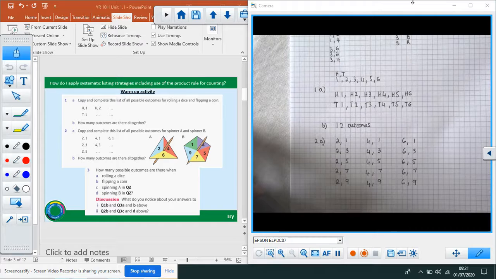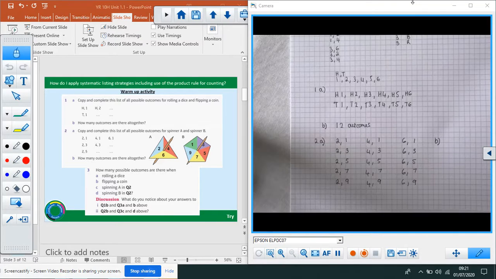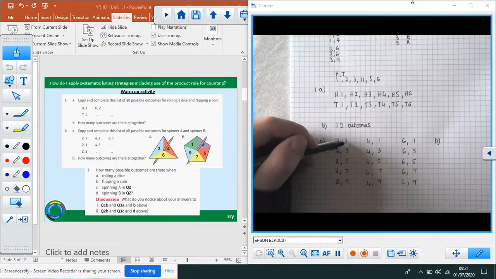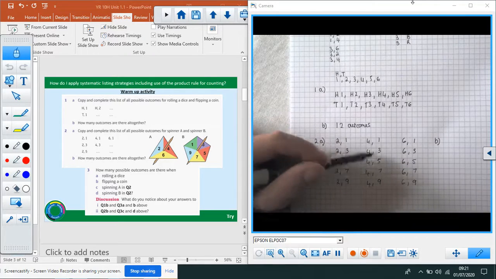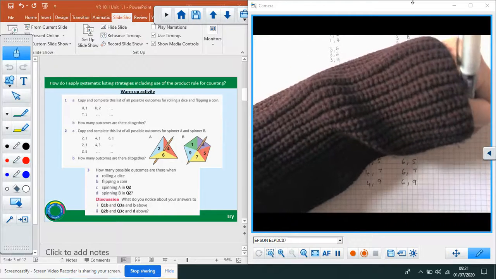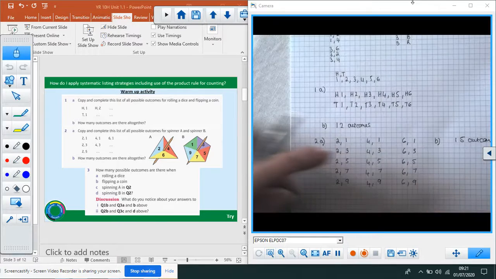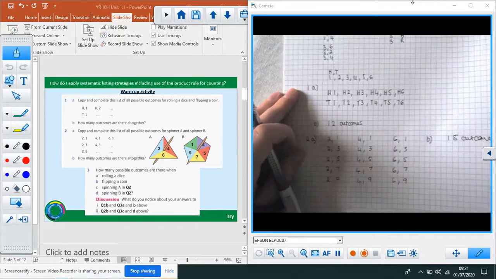It then says for part B, how many outcomes are there altogether? Okay, well there's 5 in each list. Okay, there's 5 possible outcomes in each of these lists, so there's 15 outcomes altogether. Okay? Sorry, that's gone slightly off the page.